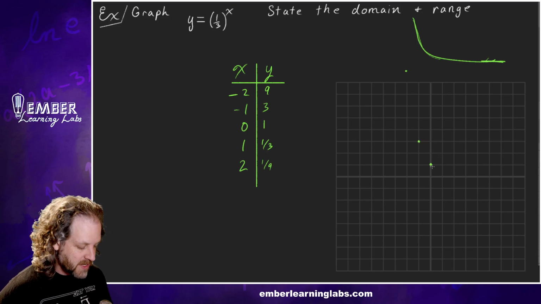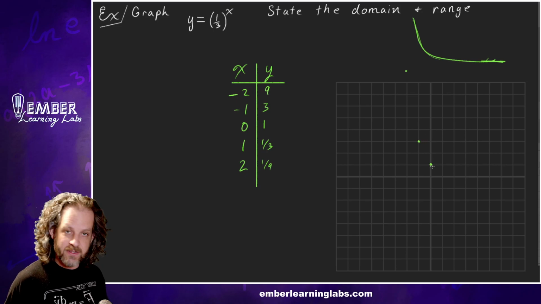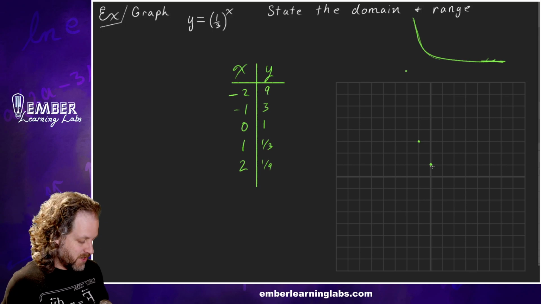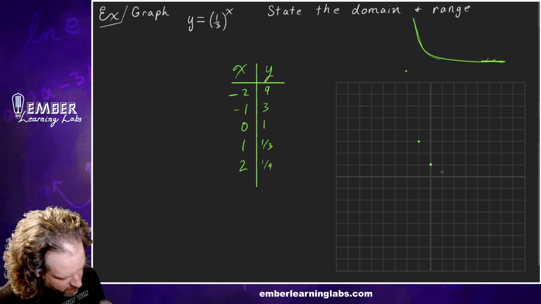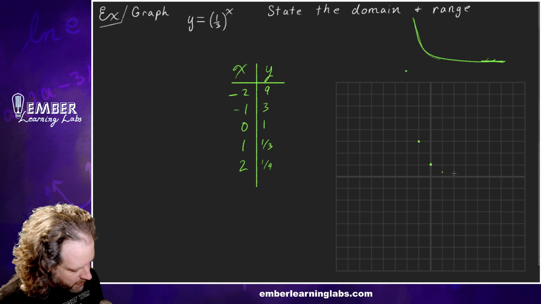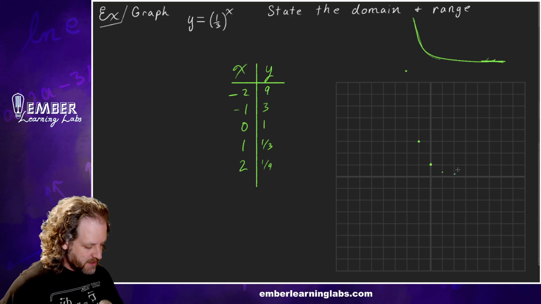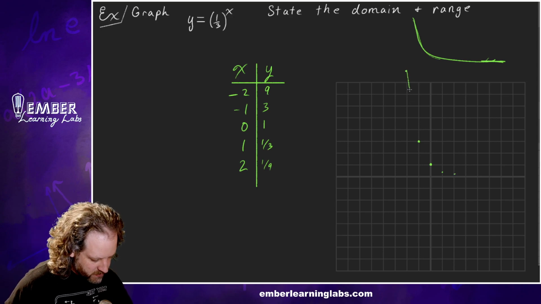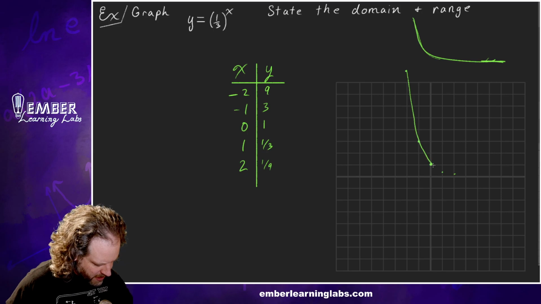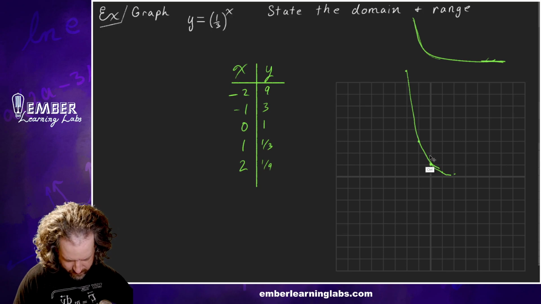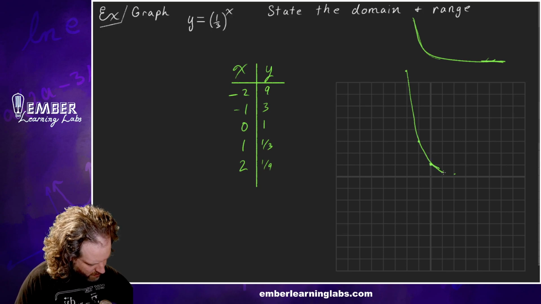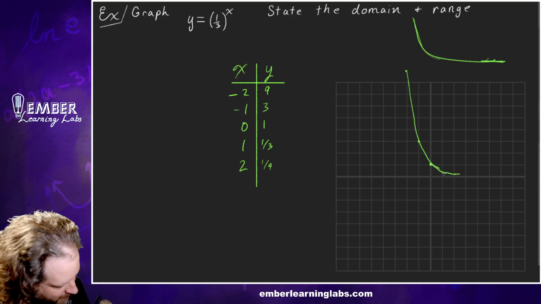It's got the same normal y-intercept because it's just a version of the parent function. 1 and 1/3, which is about right there. 2 and 1/9, which is about right there. Easy peasy, straight up, simple exponential decay. No big deal. Good enough, right?